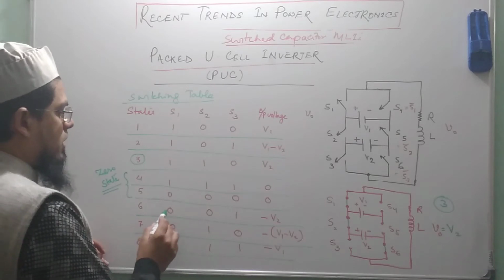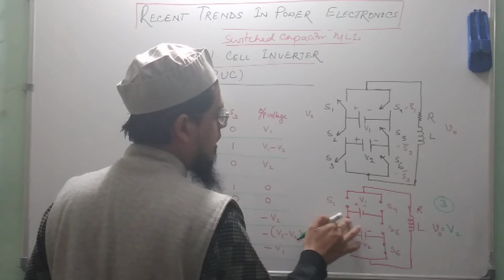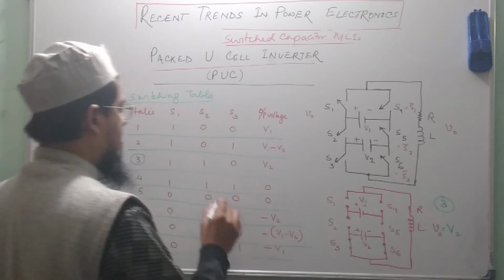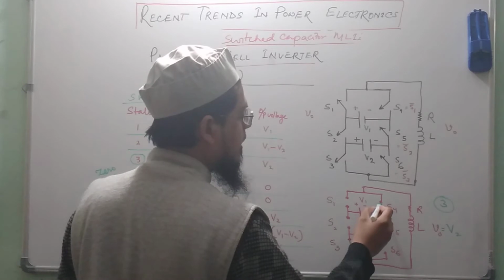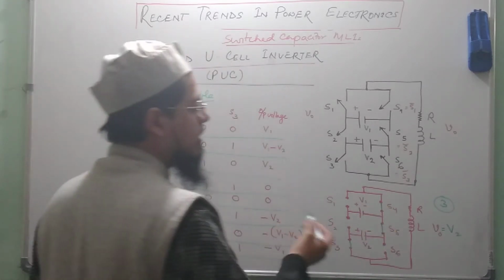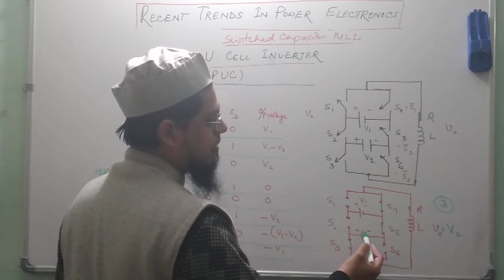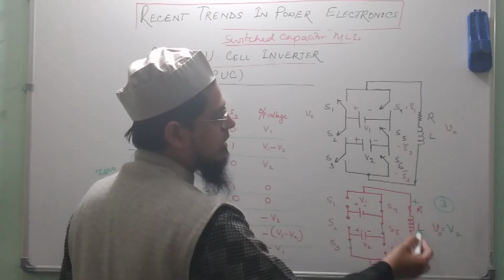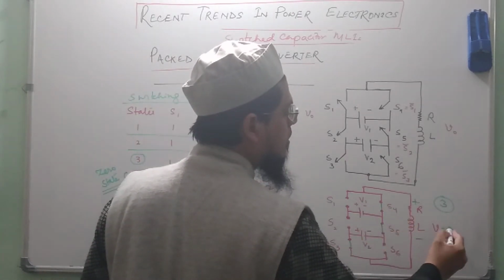Next, come to the 6th state, in which S1 and S2 are off and S3 is on. S3 is on, that means S6 has to be off, and S4 and S5 need to be turned on because they are complementary to S1 and S2. Now in the circuit you could see the negative polarity of the plate of this capacitor gets connected to this point in the output voltage. So the output voltage is now minus V2.